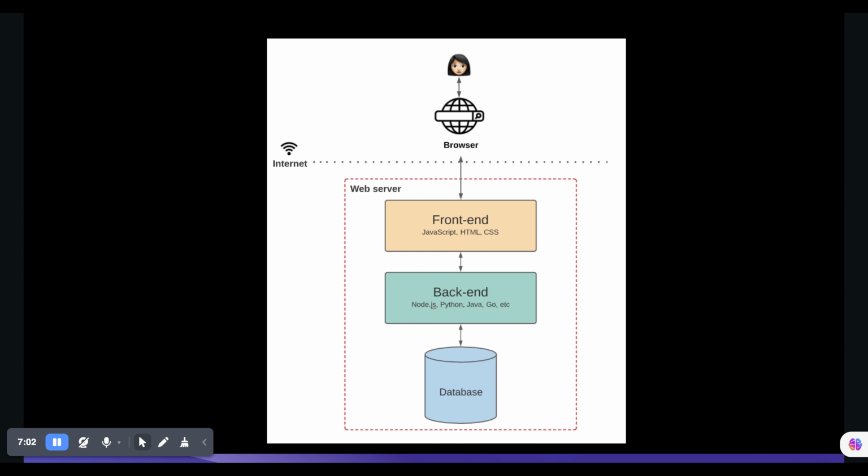There is a place where you store the data, a back end for the logic, and a front end for the UI logic where you get to see what's happening. You write JavaScript, HTML, CSS for the front end, and Node.js, Python, Java, Go, etc. for the back end. And there's a web server where all of those things live, and then the browser calls them to display them, all happening on the internet.